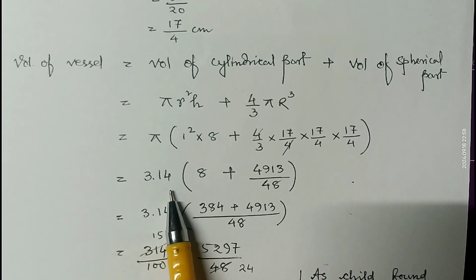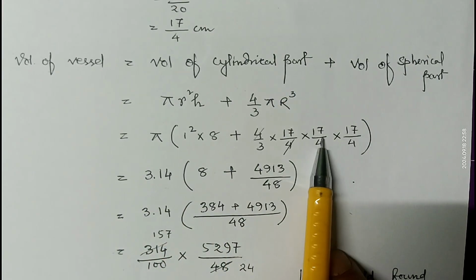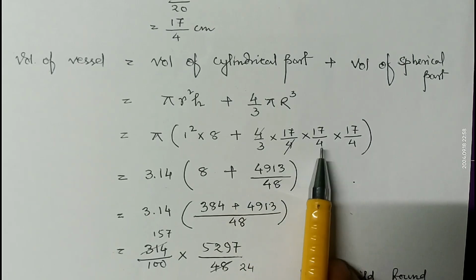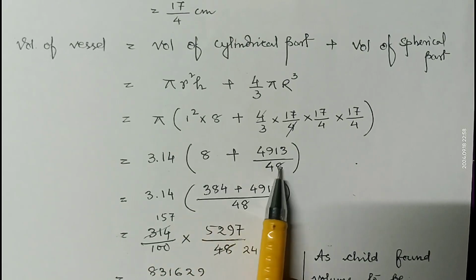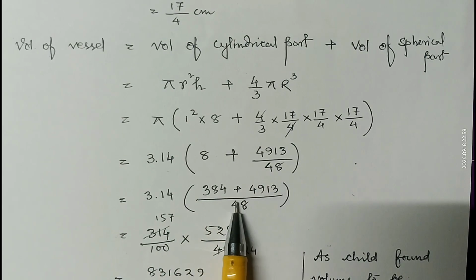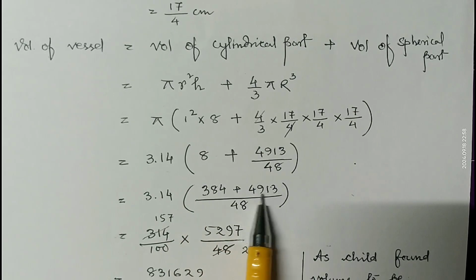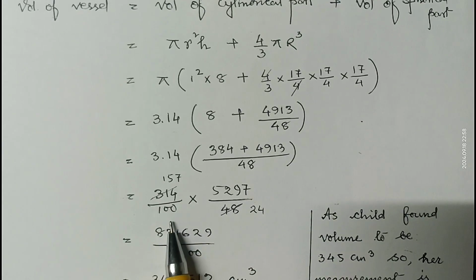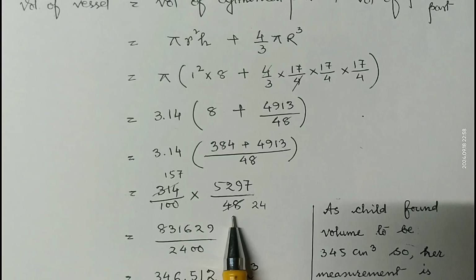Pi is given as 3.14. 8 into 1 is 8 plus 17 into 17 into 17 will give 4913 over 4 into 4 is 16, 16 into 3 is 48. So 3.14. Here if I take the LCM of 8 by 1 and 4913 by 48, the LCM will be 48. 48 into 8 is 384 plus 4913. So 3.14 can be written as 314 by 100 into, after adding this, 5297 by 48.